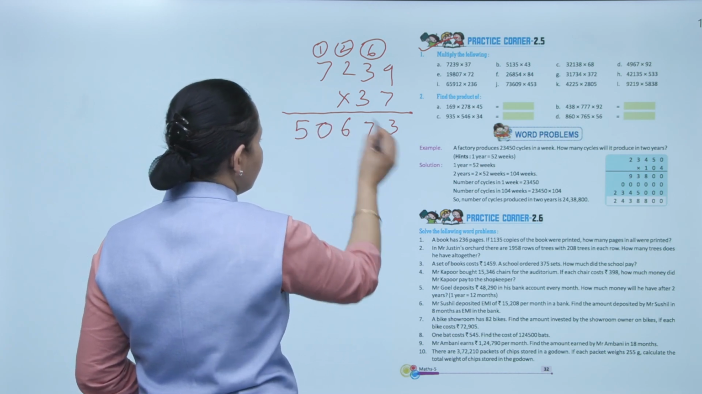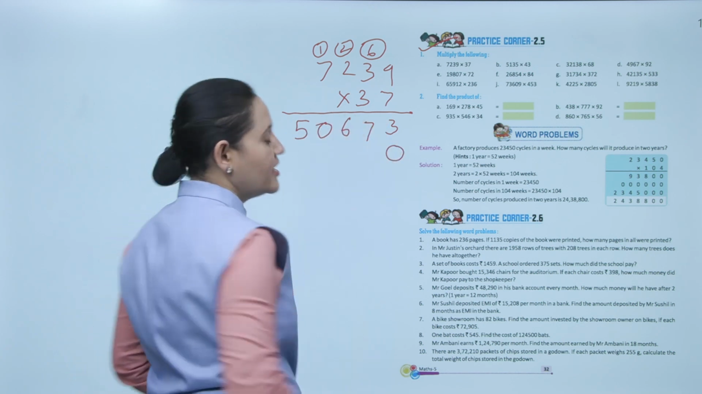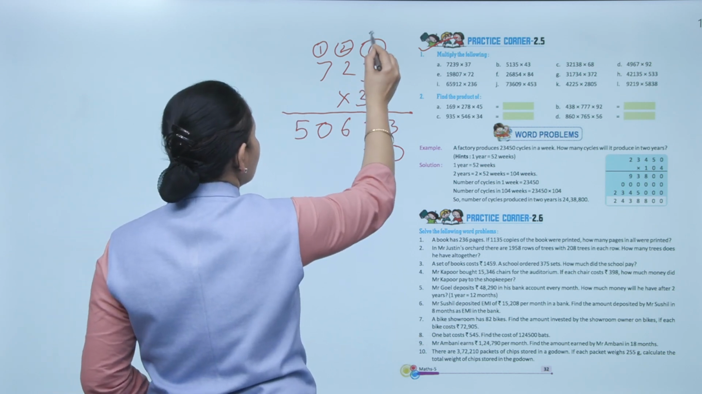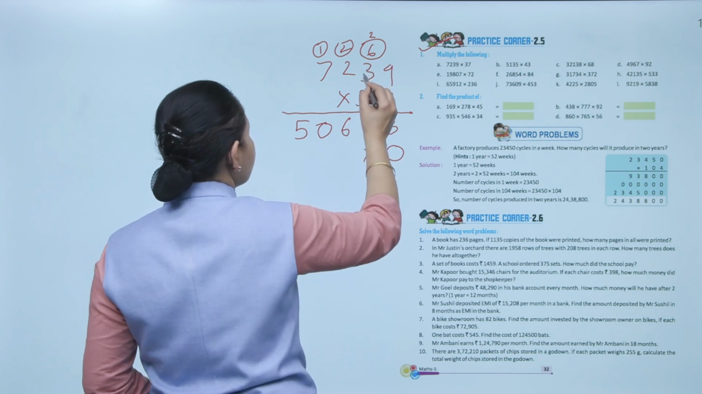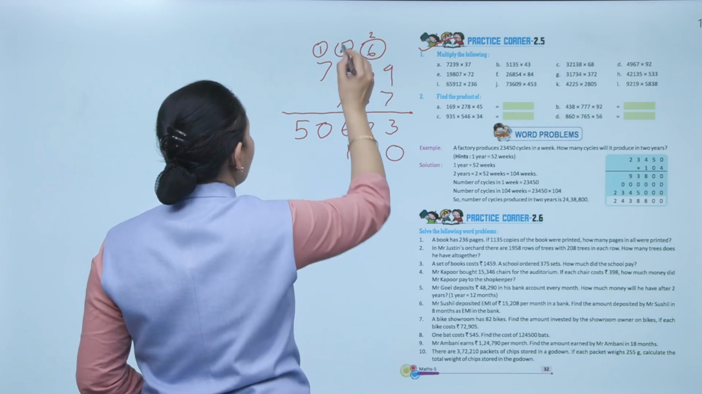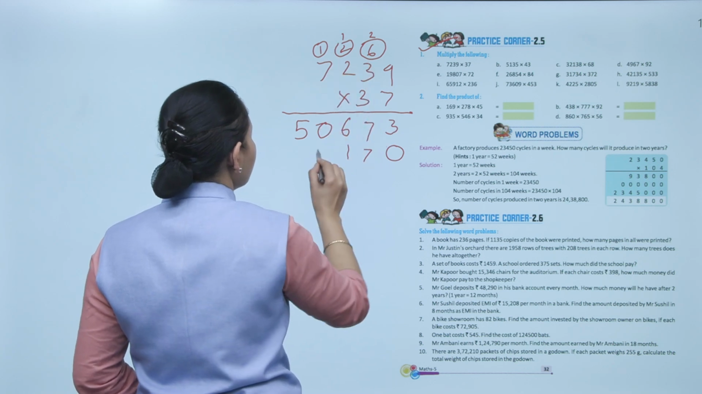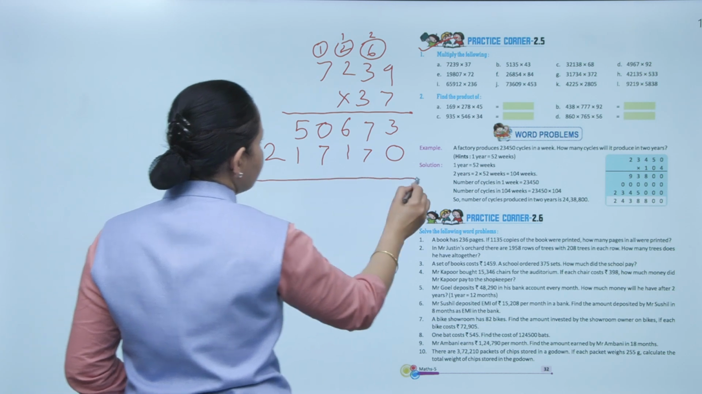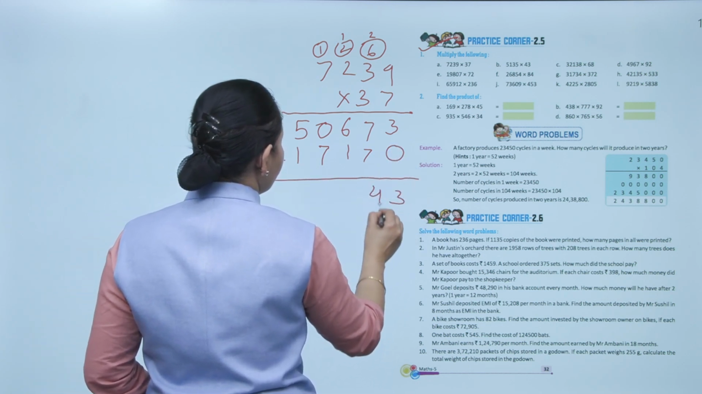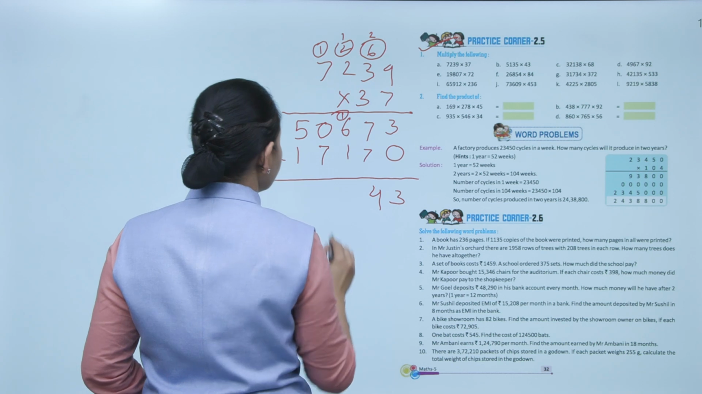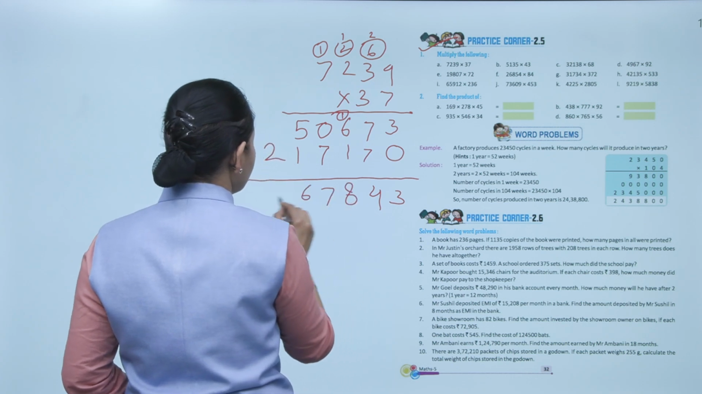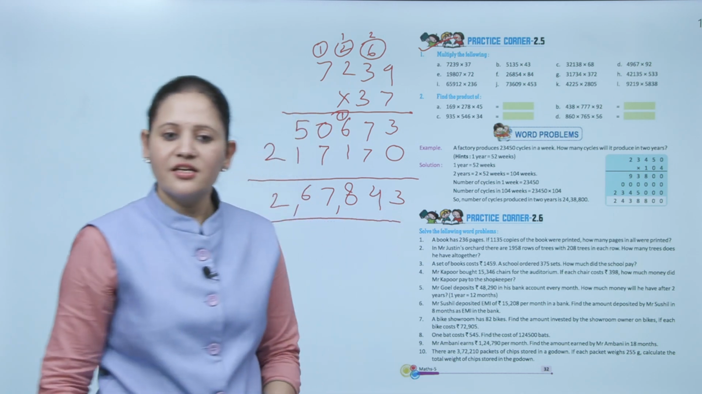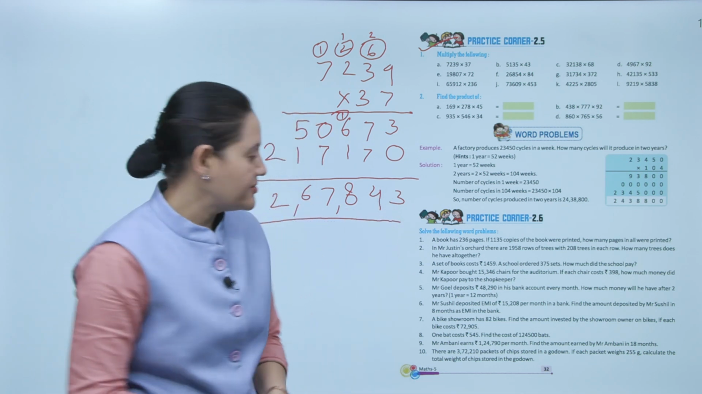Now we multiply by 3. So put 0 here because 3 किस position पे? Tens की position पे. 3 9s are 27, 7, 2 carry over, 3 3s are 9 to 11, 1 carry over, 3 2s are 6 and 1, 7, 7 3s are 21. Add these numbers, so answer is 2,67,843. Clear?